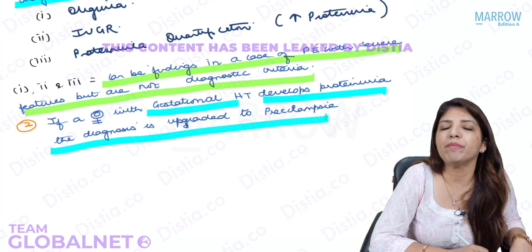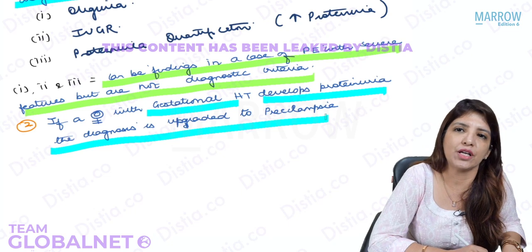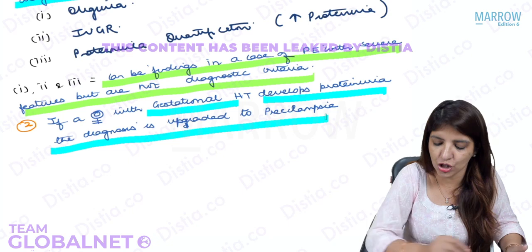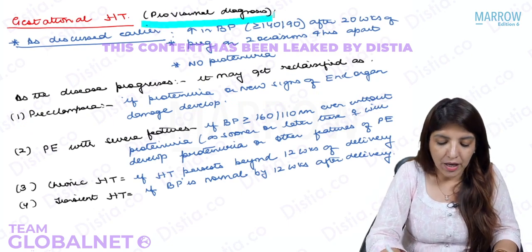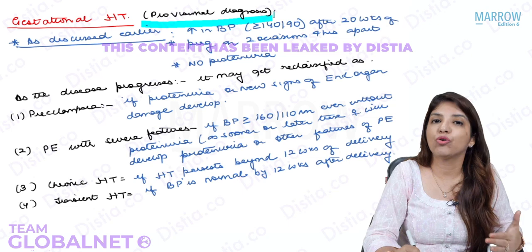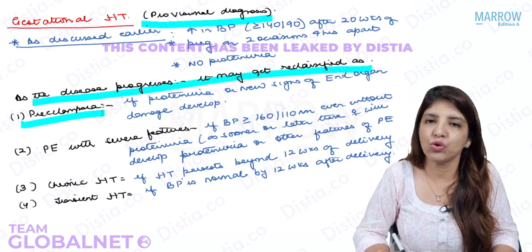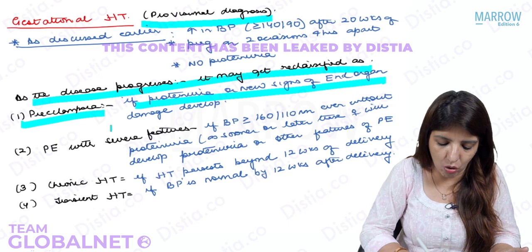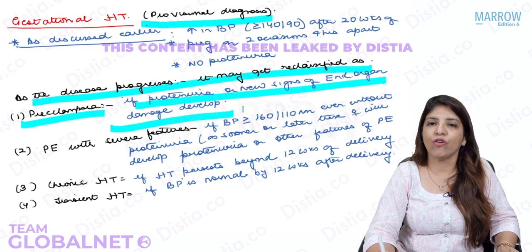Right? So the moment a patient of gestational hypertension develops proteinuria, you are going to say that I am dealing with a case of preeclampsia. You are not going to say that I'm dealing with a case of gestational hypertension. So as far as gestational hypertension is concerned, it is a provisional diagnosis. Why? Because as the disease progresses, it may get reclassified into preeclampsia. And I told you, how are you going to reclassify it into preeclampsia? If you start getting proteinuria or signs of end organ damage, then you classify it as a case of preeclampsia.